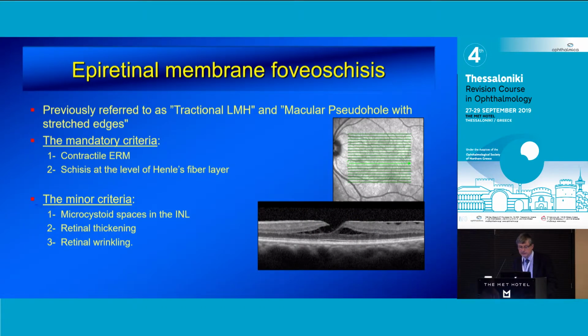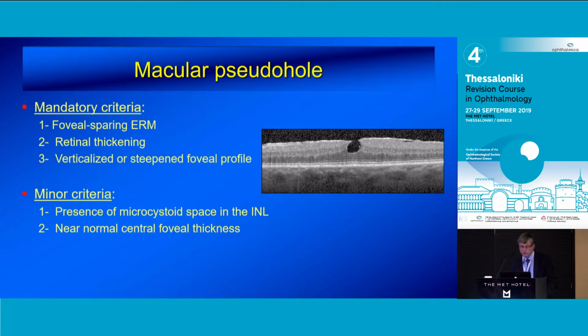Minor criteria include cystoid spaces. There's some thickening of the retina there, and also some retinal wrinkling can be seen on the en face view on the OCT. And finally, you have the macular pseudohole, where you can see an epiretinal membrane, which doesn't go over the fovea. There's thickening of the retina, and you've got a very vertical profile to the foveal pit. Minor criteria would be the microcystoid spaces and almost normal central foveal thickness.